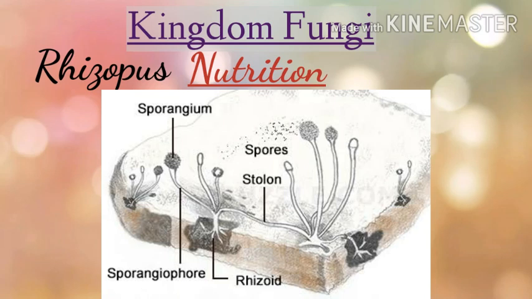Do you know why the food is converted to simple form? If the food is in a complex form, it cannot be easily absorbed by the fungus. That is why the food is converted to simple nutrients with the help of enzymes, so that it can easily be absorbed by the fungus. This is how the fungus Rhizopus gets nutrition from the medium.